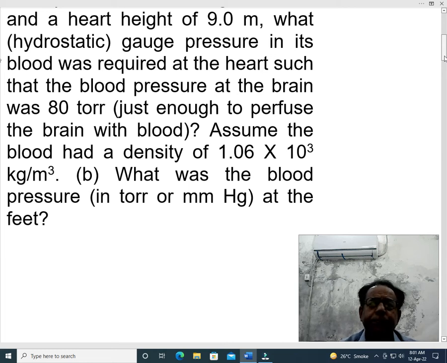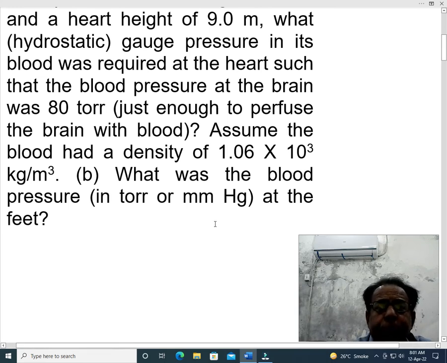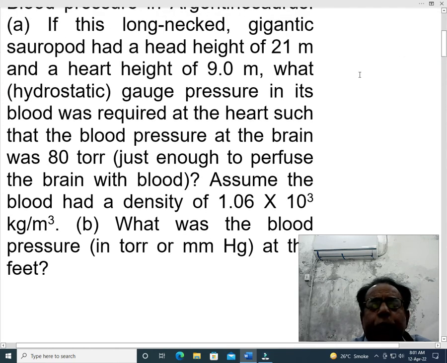Okay, now we have to find out the blood pressure at the feet. So dear students, when we have to find blood pressure at the feet, we will assume the height as 21 meter. But in part A we will have to take the difference of these two heights as the concerned height. Okay, that is 21 meter minus 9 meter. In part A we will be concerned with the difference of these two heights.